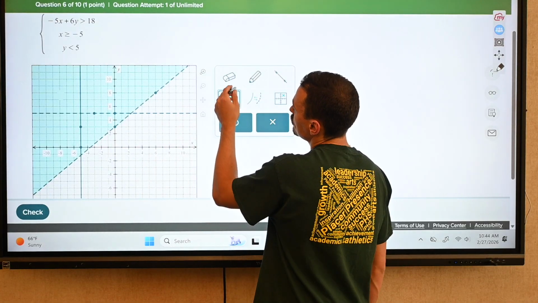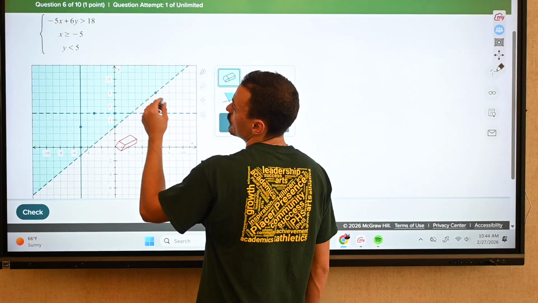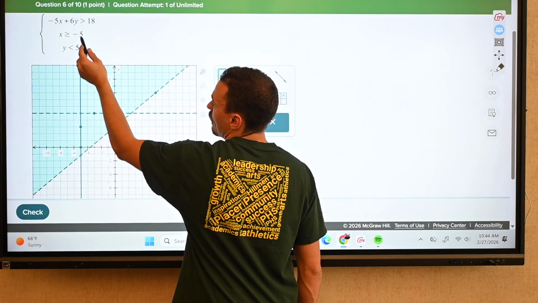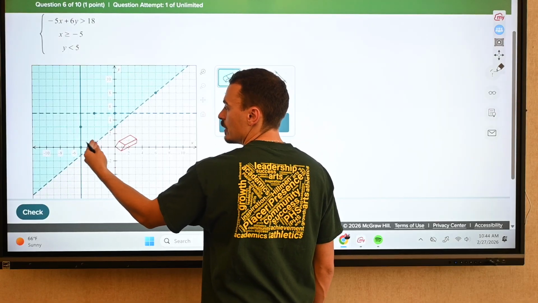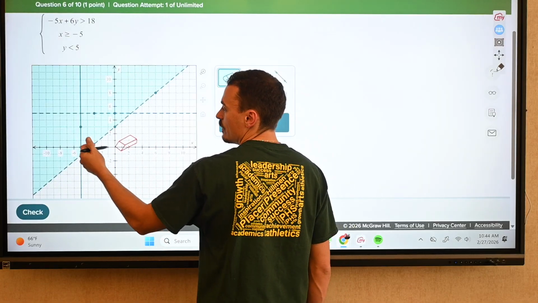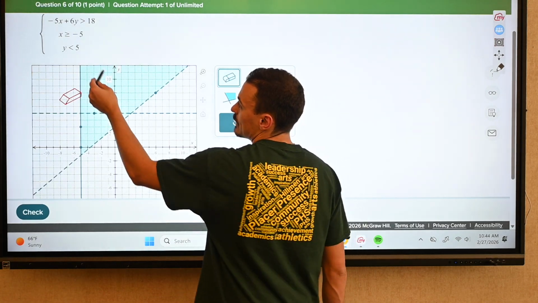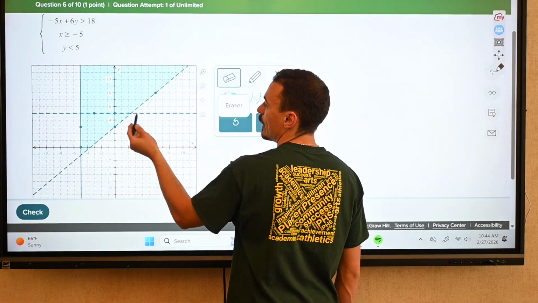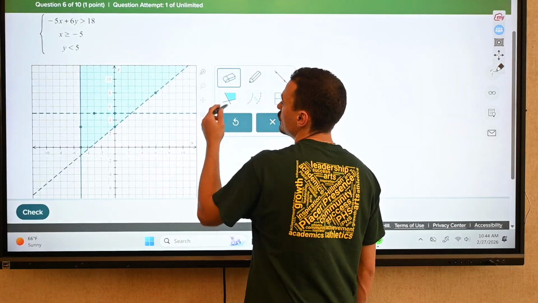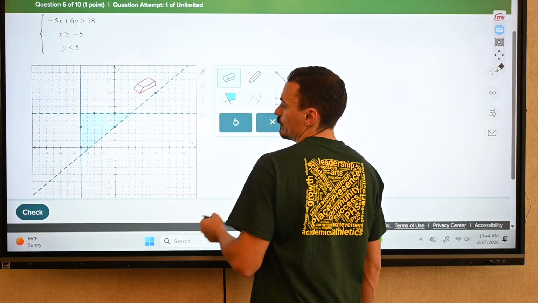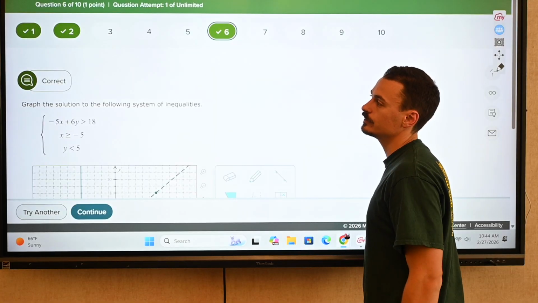Now, we need to make sure that we're also greater than -5 for the x value. So everything to the right of -5, anything to the left does not work. And then we need to be less than 5. So we can't be greater than 5 for the y. So that is gone. Okay?